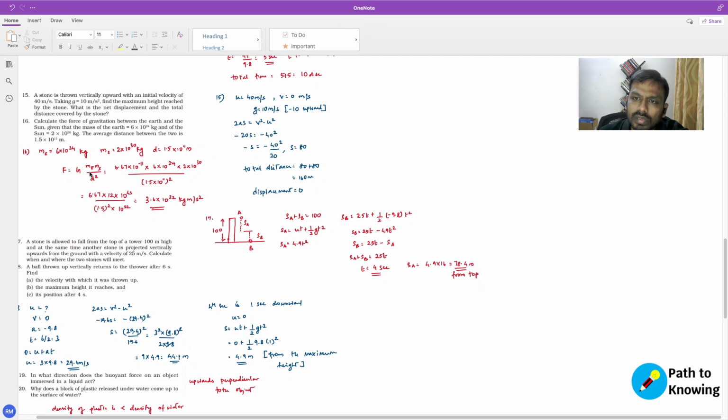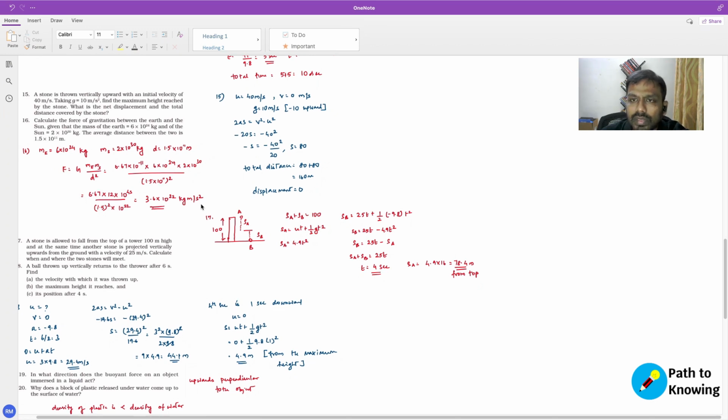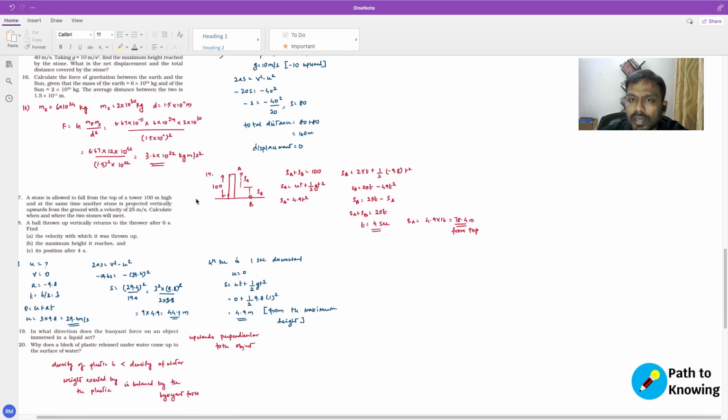So we can apply Newton's law of gravitation, which is F equals G, the gravitational constant, times me ms over d squared. So when you substitute all these values, you're going to get something around 3.6 times 10 power 22 kg meters per second squared. So this is going to be the gravitational force, the force of gravitation between the Earth and the Sun.